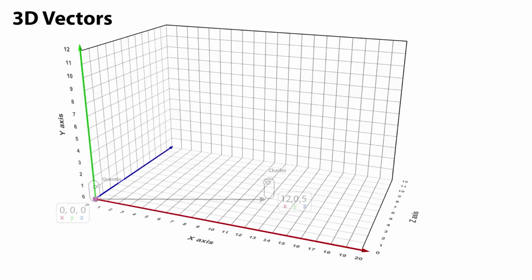Given that z represents depth, in our previous example, Charles and Quentin would have actually been stood on the xz plane. Keeping in mind that any coordinates stated in 3D will be ordered x, y, z, Quentin would have been stood at 0, 0, 0, the 3D origin, and Charles at 12, 0, 5.